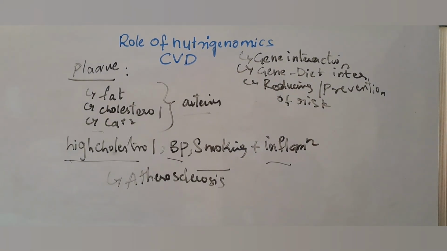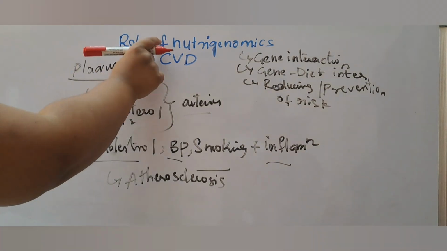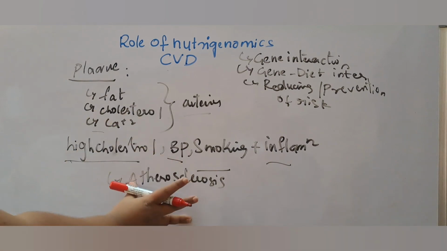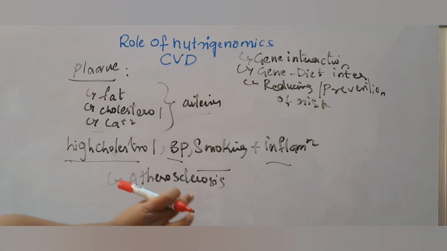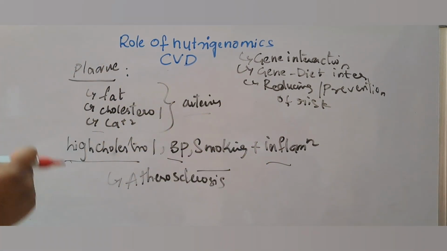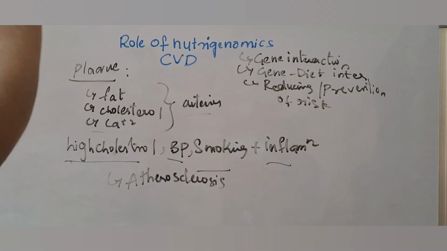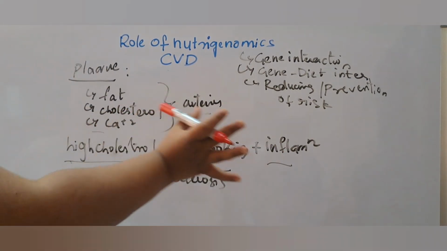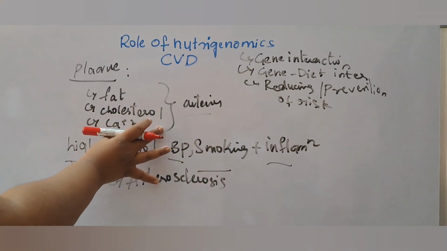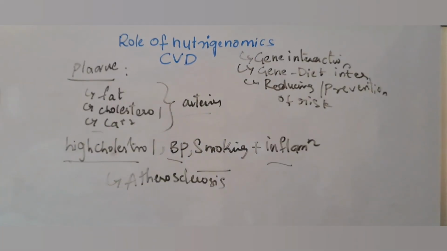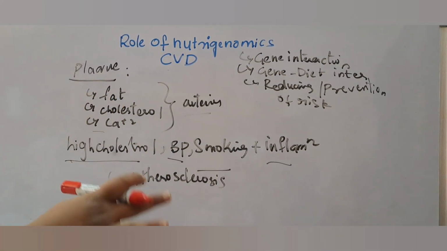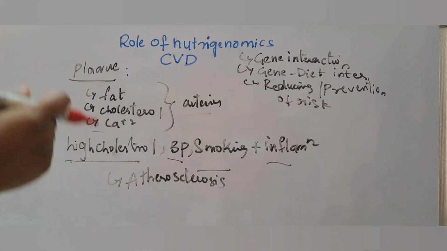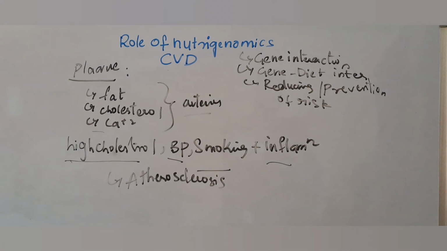So generally, what's our topic? The role of nutrigenomics in CVD. One of the diseases is called atherosclerosis, which is formed due to the narrowing of the blood vessels due to the accumulation of plaque. How is this plaque formed? Due to high cholesterol, blood pressure, smoking or inflammation, whatever the reason is. The plaque is built up with fat, cholesterol, calcium and other substances. That leads to atherosclerosis, which also leads to heart attacks and stroke.